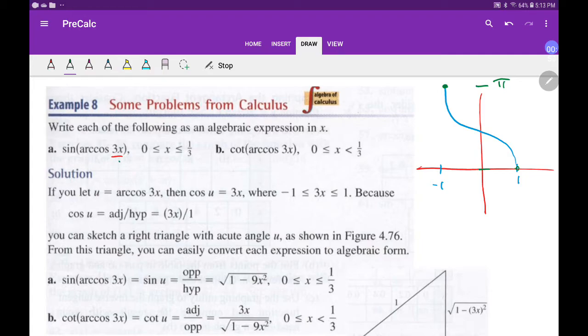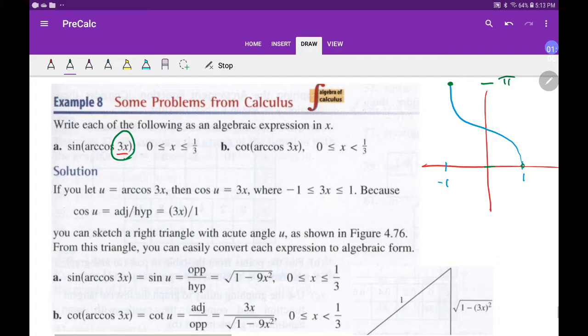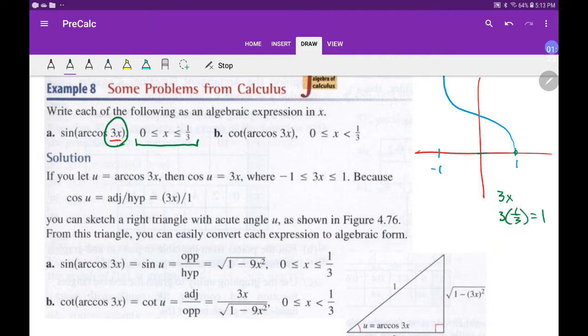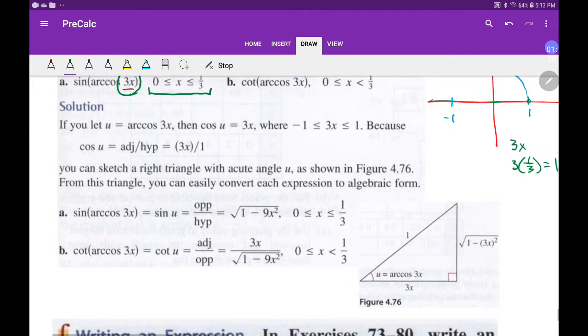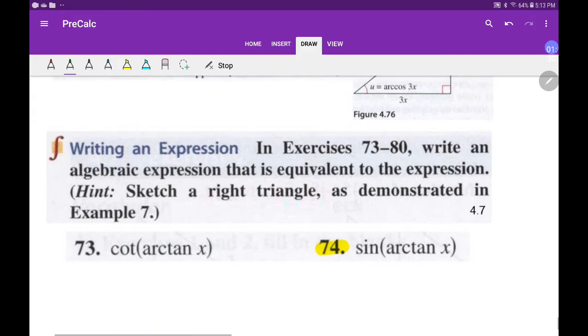But if we say 3x, then we've got to go from 0 to, well, we can say 0 to 1 over 3, because if we say 3x, the most we could let x be is 1/3, because anything more would go past where we're allowed to go. And we're not talking about negative things. So that's what we're going to look at down here.